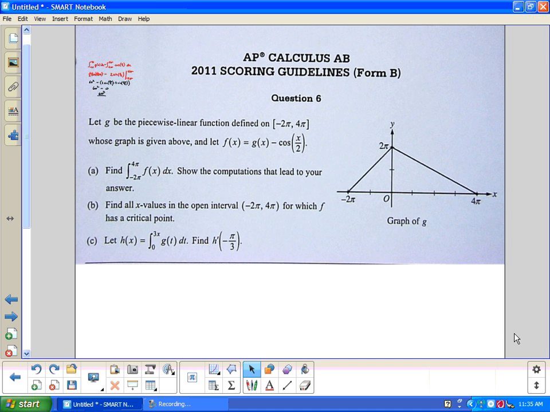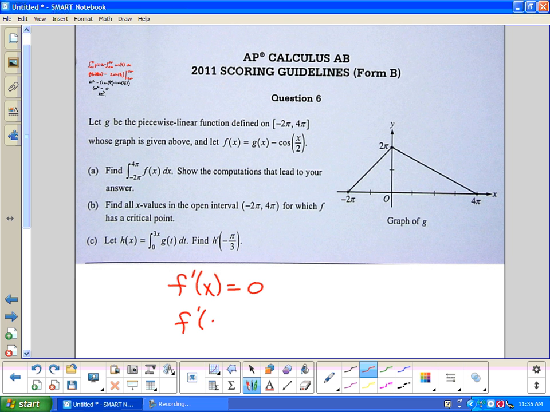Letter B says, find all x values in the open interval, negative 2 pi to 4 pi, for which f has a critical point. Okay. So what does that mean we have to do? Derivative. Well, first of all, we're going to set f prime of x equal to 0 for critical points. We should write that. Okay? So then, we should know that f prime of x is equal to g prime of x. Derivative of cosine is negative sine. Do you guys agree?